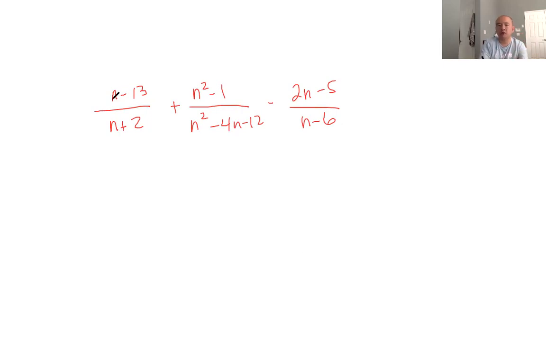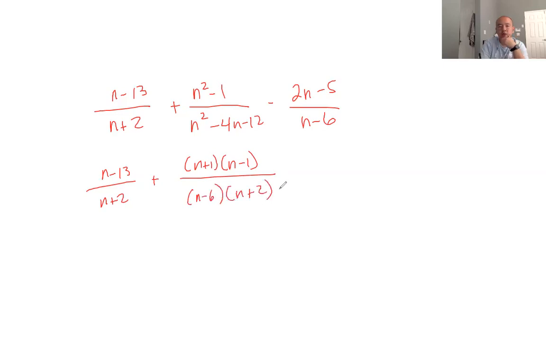Every single one. So you go here, you can't factor here. You can factor this right here. So it'll be n minus 13 over n plus 2 plus, and then this will be n plus 1, n minus 1, because that's a difference of squares. And this is what? 6 and 2, so it'll be n minus 6 and then n plus 2, minus, and then you can't factor anything here, so it'll be 2n minus 5 over n minus 6. So there's a lot to do here, okay?